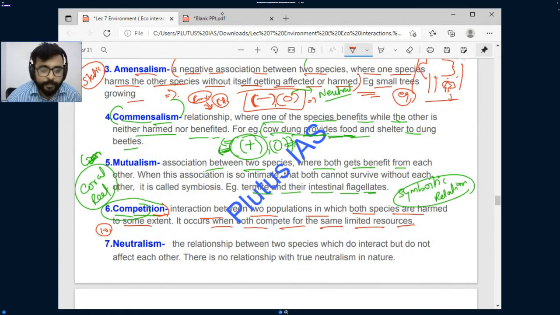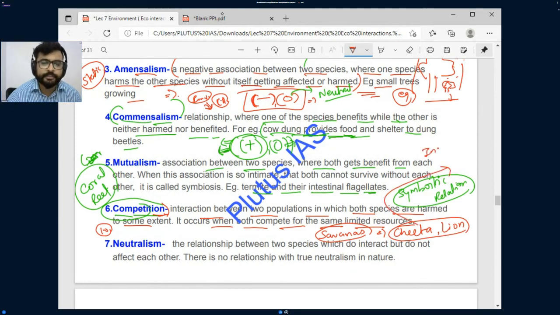For example, in the savannas of Africa, you find two big cats together, cheetah and lion. Acha, just a question. क्या हमें cheetah इंडिया में मिलता है? In which place, if yes? MP.